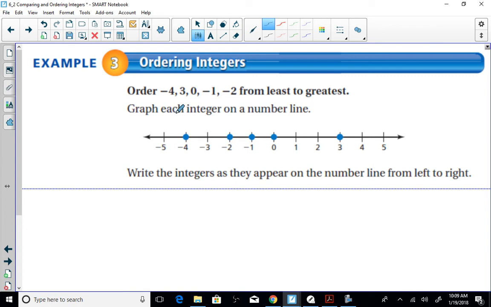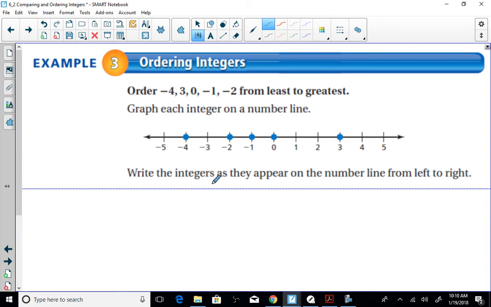One method we can use is to graph each integer on a number line. So I write out my number line. I want to order the following integers: -4, 3, 0, -1, and -2. I want to order them from least to greatest. So first, I graph -4 on a number line, 3 on the number line. Here's 0, here's -1, here's -2. So first, I draw my number line, and just like the previous problem, I graph each one of these integers on a number line.